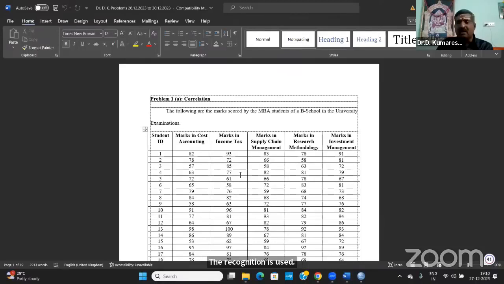Sometimes the dependent variable might have been influenced by more than one independent variable. If only one independent variable is influencing the dependent variable, we go for simple regression. If two or more variables influence the dependent variable, it is multiple regression.